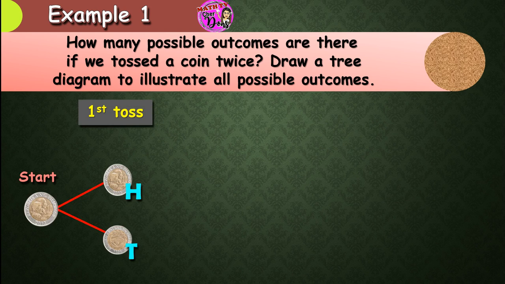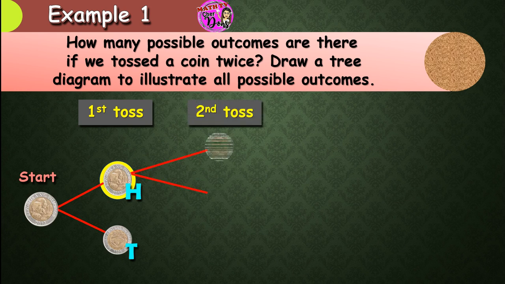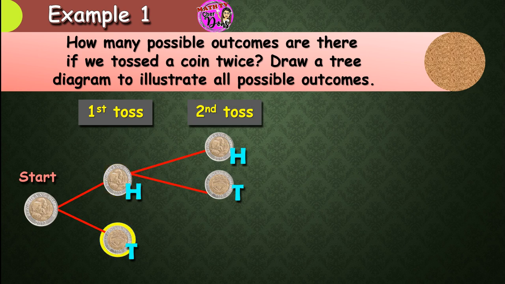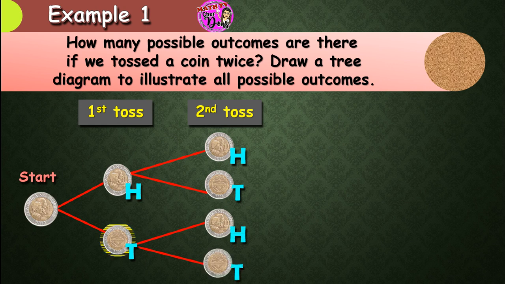Now, if in our first toss the result is head, for our second toss we have two options too, the head and the tail. And the same goes if our first toss lands on tail. For our second toss, we have head or tail. Now, our completed tree diagram will help us find the number of exact possible outcomes for this scenario.